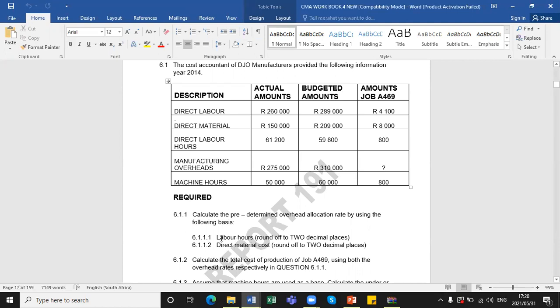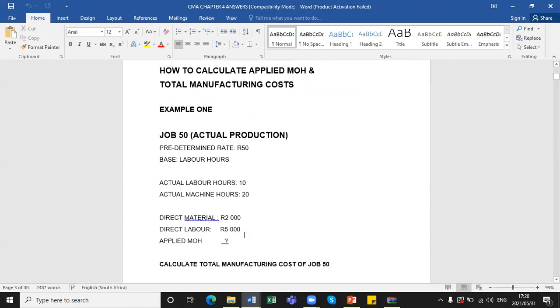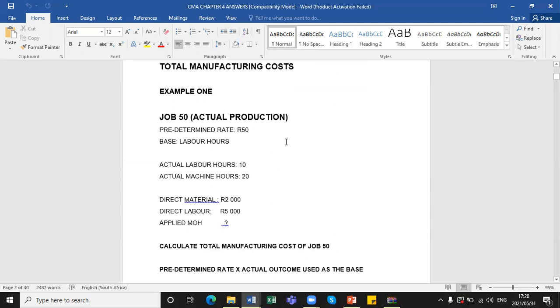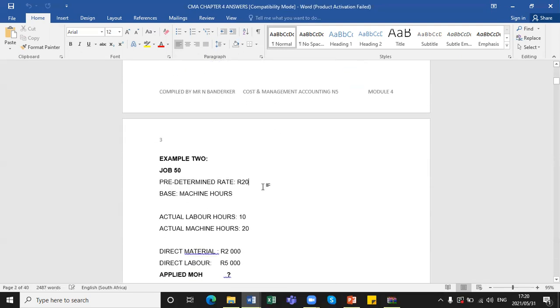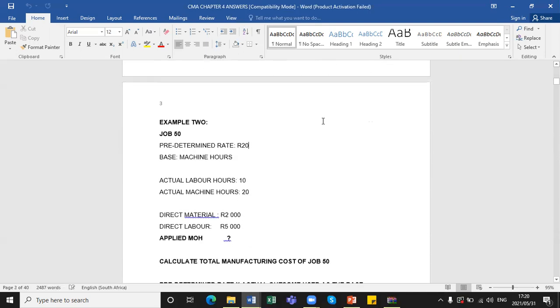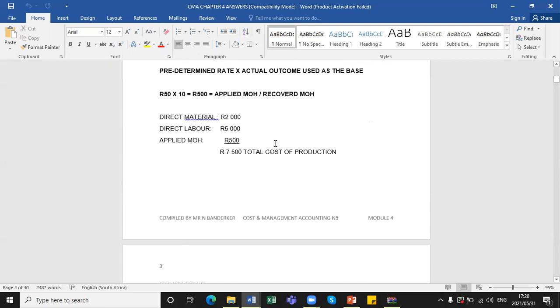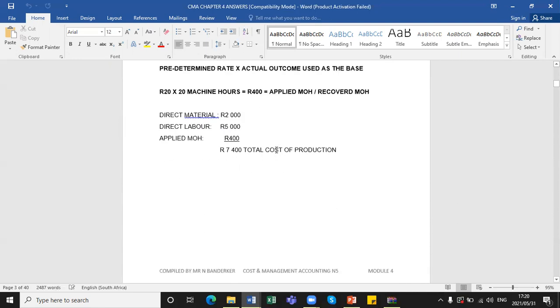Because you have 2 predetermined rates, you must work out 2 applied MOH amounts before you can calculate 2 cost of production amounts. It is exactly like this one. Here, I have 2 predetermined rates, and therefore I had 2 applied MOH amounts. There's my second one, and I have 2 cost of production amounts. So please try and do activity 6.